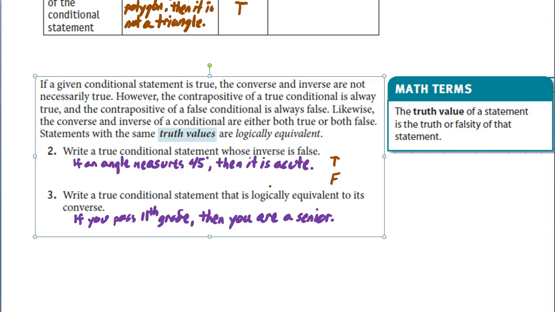Okay, number 3, write a true conditional statement that is logically equivalent to its converse. So logically equivalent means that we want its converse to have the same truth value. It asks us to write a true sentence. So when we make its converse by interchanging the sentence, we want it to also be true. Here's one that I thought of. If you pass 11th grade, then you are a senior. That's a true sentence. Let's think about the converse. If you are a senior, then you passed 11th grade. That's also true.